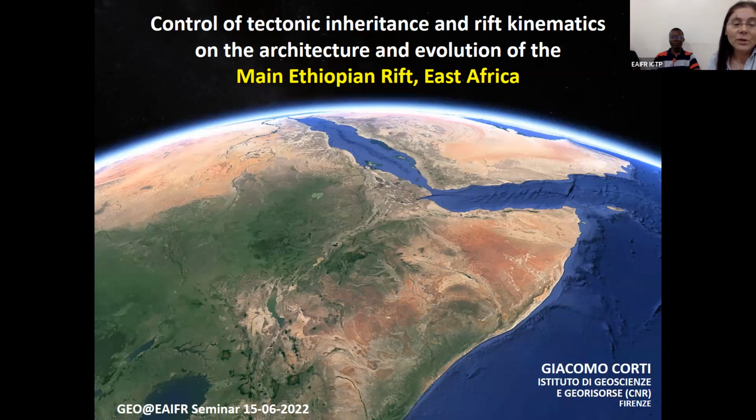Giacomo Corti, director of research at the National Research Council of Italy in Florence. Today he's going to talk about the architecture and evolution of the main Ethiopian rift, which is the most northern segment of the East African rift, and he's going to tell us about what controls this evolution, talking about tectonic inheritance and plate kinematics. So Giacomo, the floor is yours.